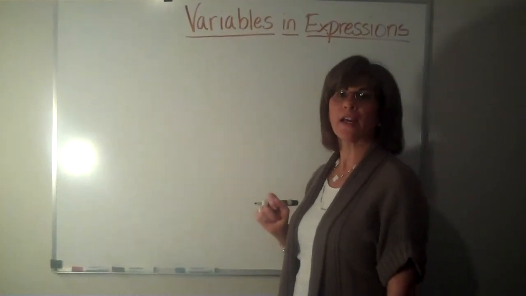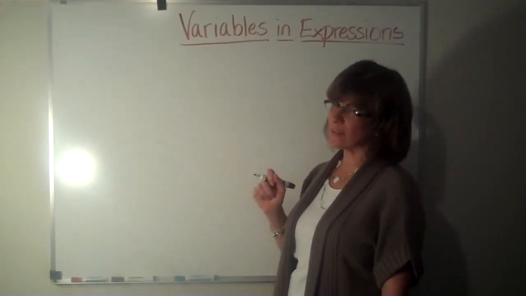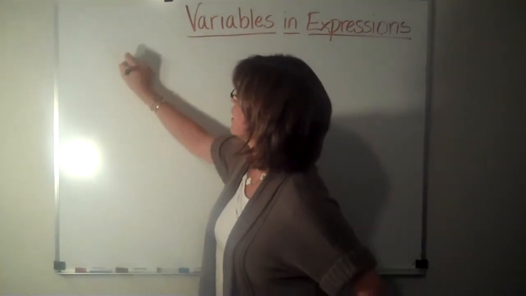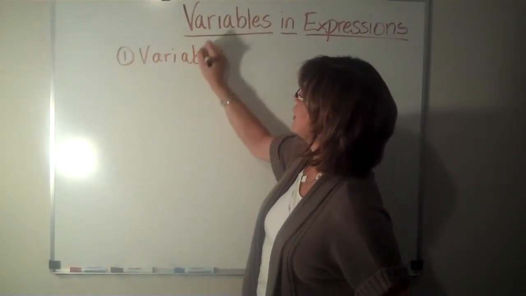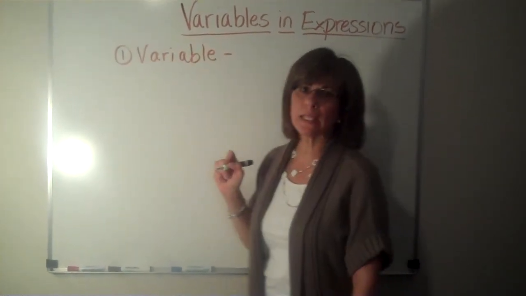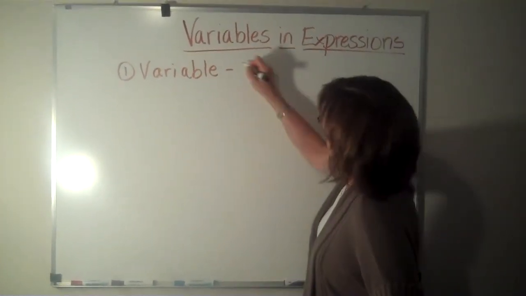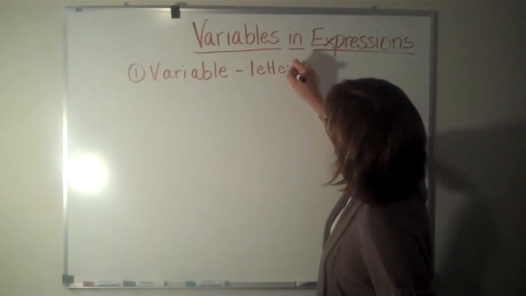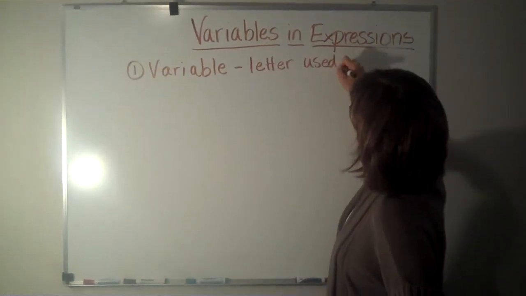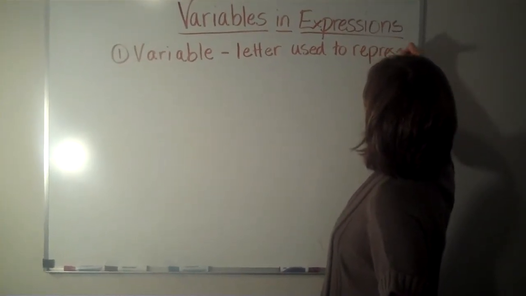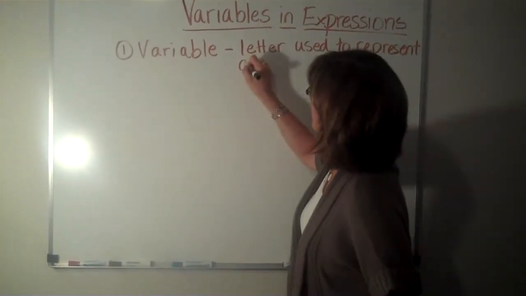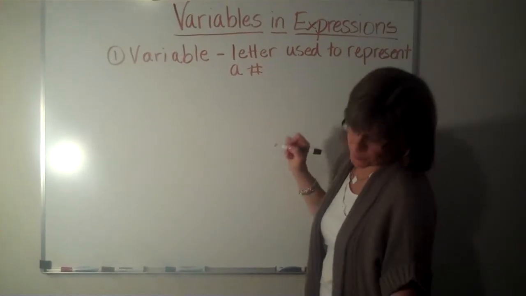Today we're going to work on variables in expressions. So we have a little vocabulary to go over. The first vocabulary word is variable. What does variable mean? Variable is a letter used to represent a number. And you've dealt with variables before.